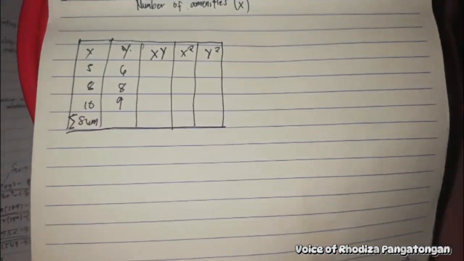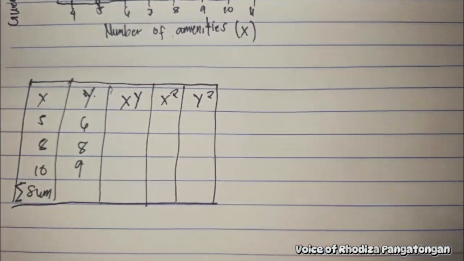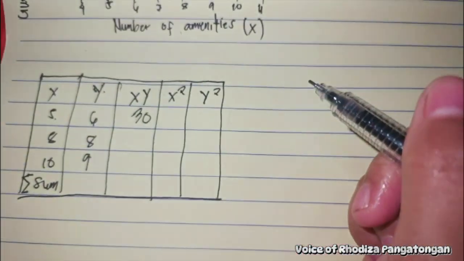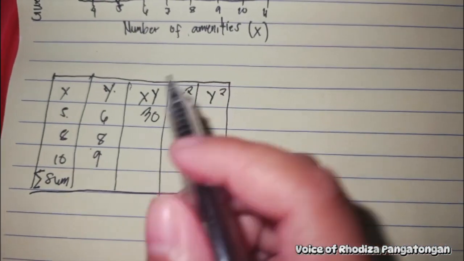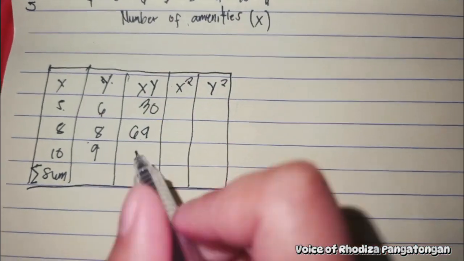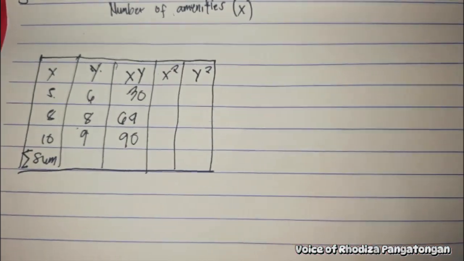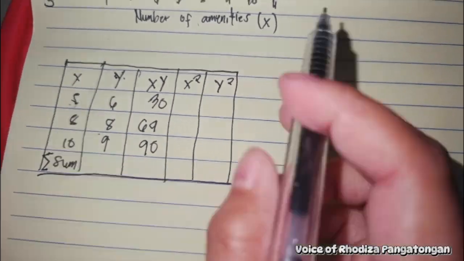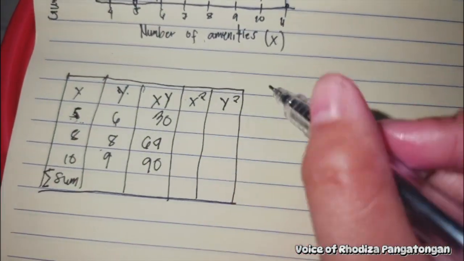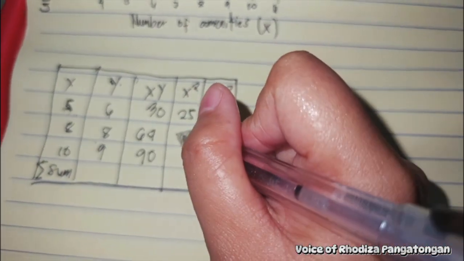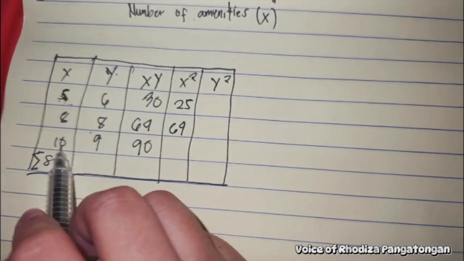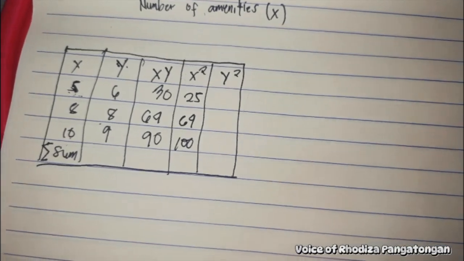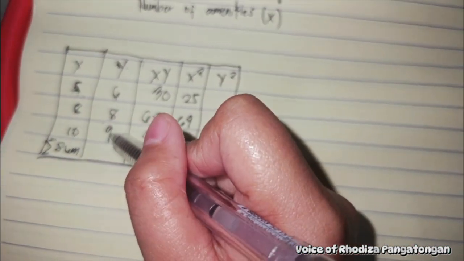So we are now going to multiply: 5 times 6 equals 30, and then 8 times 8 is 64, then 10 times 9 equals 90. The next is we're going to multiply each by itself: 5 times 5 equals 25, 8 times 8 equals 64, 10 times 10 equals 100.